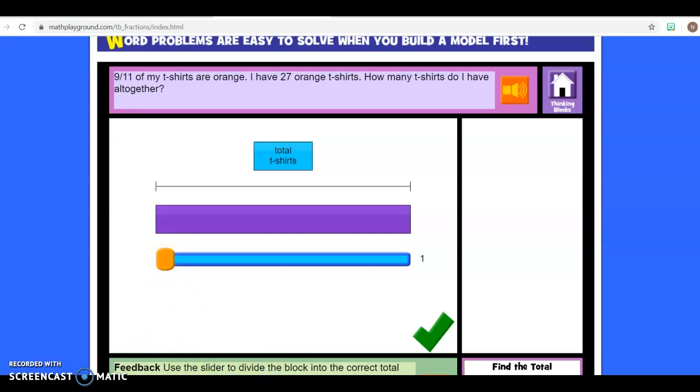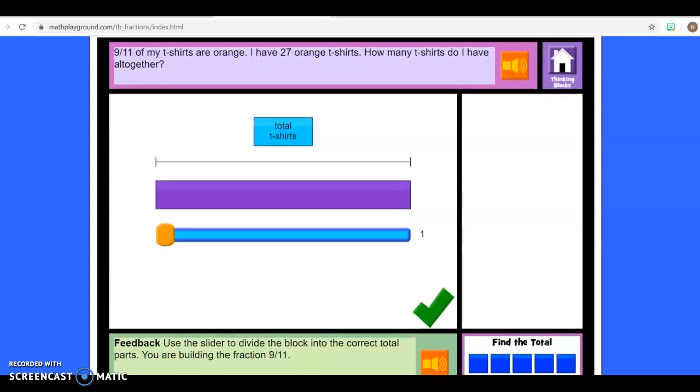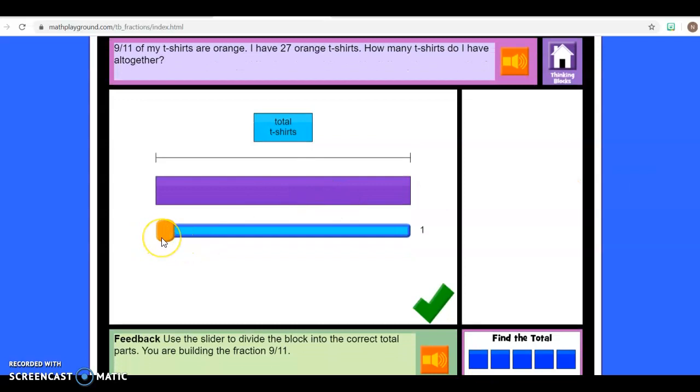And it even says down here, you are building the fraction 9/11ths. So, I mean, we know as teachers, we have to make 11 parts. But say I said, oh, I think we need 9 parts. Check it. Oh, it's wrong. Try again. And then it tells them how many they need. So they move it to 11 parts.